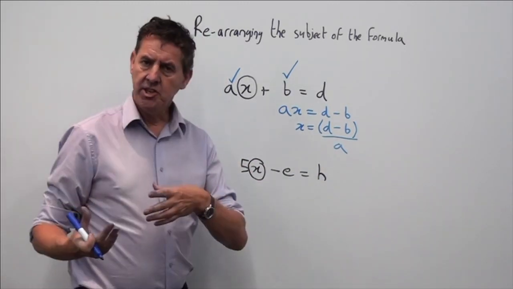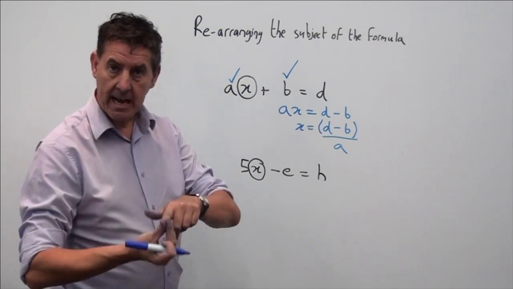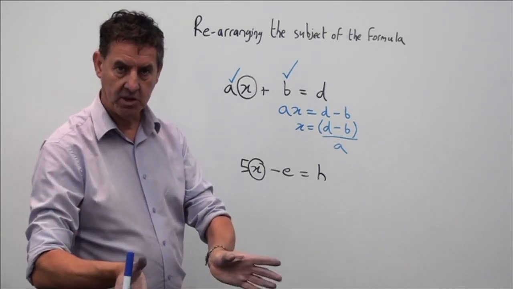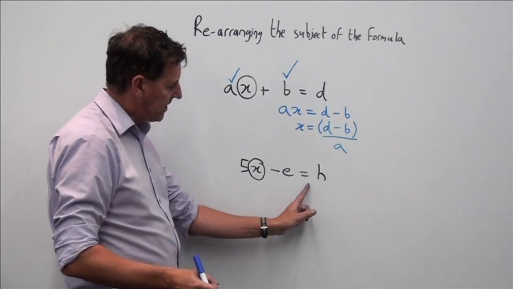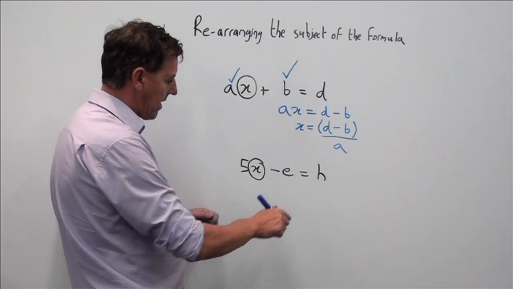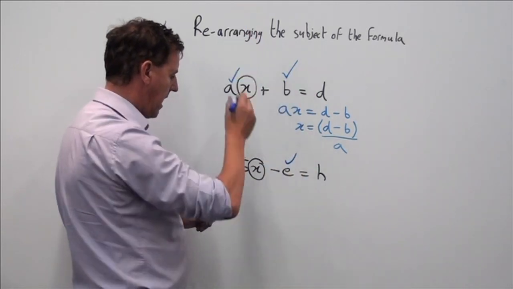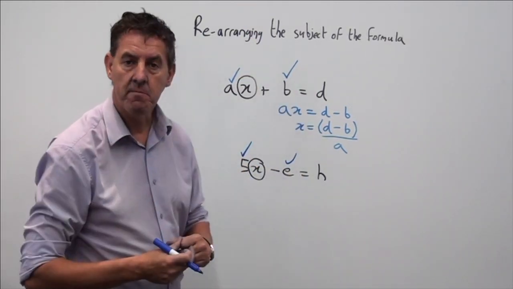You can have a combination when you're rearranging of numbers and letters. It doesn't all have to always be just letters. There can be a combination. So look here now. H is the subject of this formula. What have I got to do? I've got to remove this E and I've got to remove this number, the number 5.